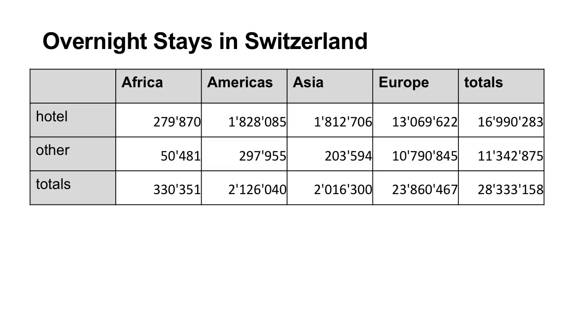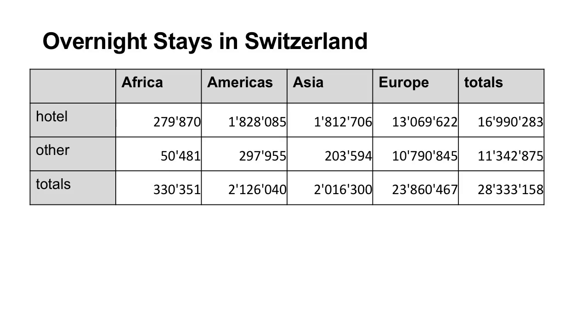Visitors in Switzerland can stay overnight either in a hotel or in another destination. Another destination could be a caravan, a camping ground, a youth hostel, it could be a private house or private apartment that people rent. We see here in this particular year there were about 28.3 million visitors in total.